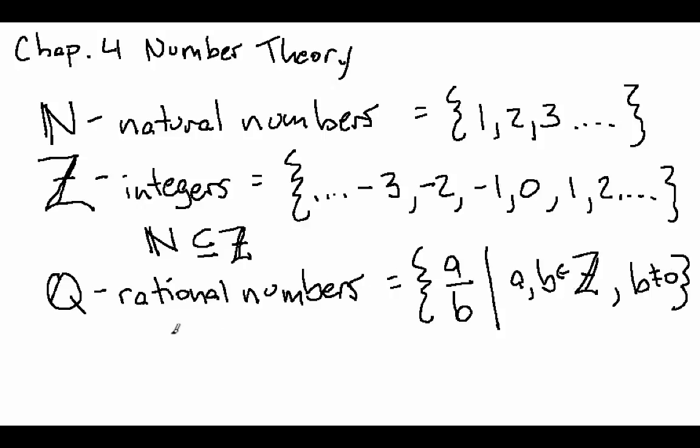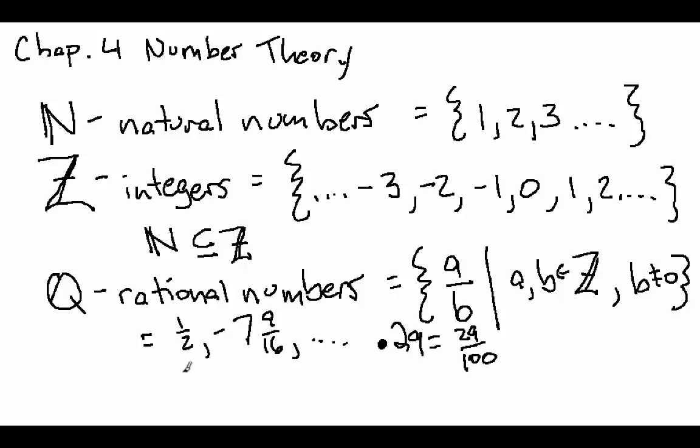So it's much harder to make a list of these things, but this is going to include numbers like 1/2 or minus 7 and 9/16. Stuff like that. It also might include numbers like 0.29, which we know is equal to 29 over 100, or 0.316, which is equal to 316 over 1,000. Again, notice that this is an integer divided by an integer.